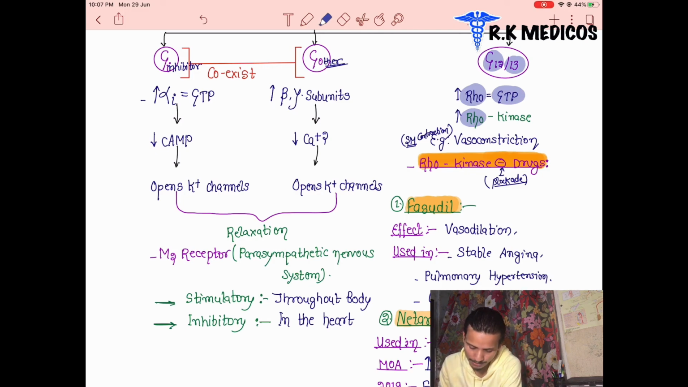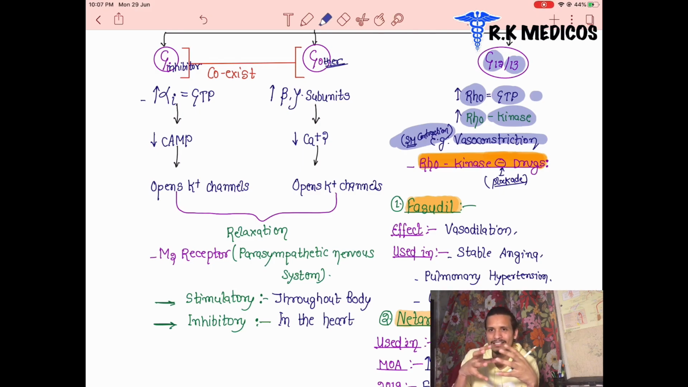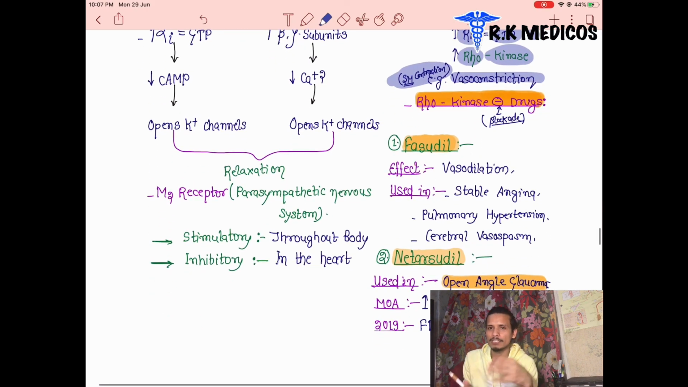Now the G12 and G13, they are basically activating the Rho factor. The Rho factor is different. They are activating Rho with two types of action, Rho GTP and Rho kinase. The Rho GTP and Rho kinase lead to vasoconstriction and smooth muscle contraction. Basically in the smooth muscle, the contraction is done by two types of activity, that is G12 and G13, and they are activated by the GTP and Rho kinase.